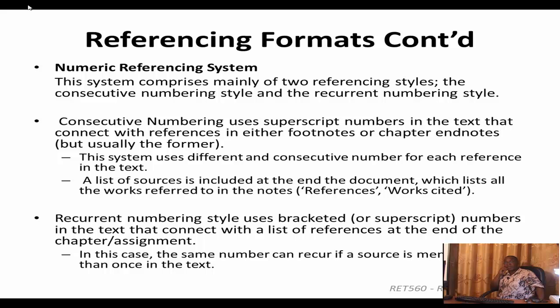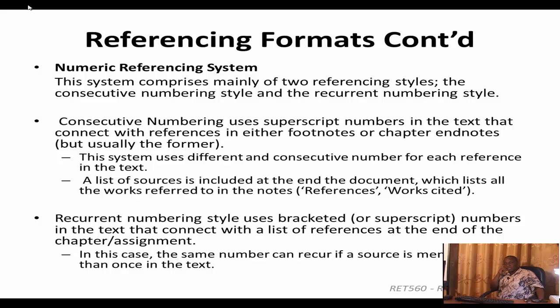Here, the consecutive numbering uses superscript numbers in the text that connect with references in their footnotes or chapter endnotes, but usually the former, usually footnotes. Okay. This system uses a different and consecutive number for each reference in the text. A list of sources is included at the end of the document, which lists all the works referred to in the notes, references, or works cited. But you would have numbers in the text itself, and as I say, there would be a different and consecutive number for each reference used, and then you would list all of these at the end of the document.